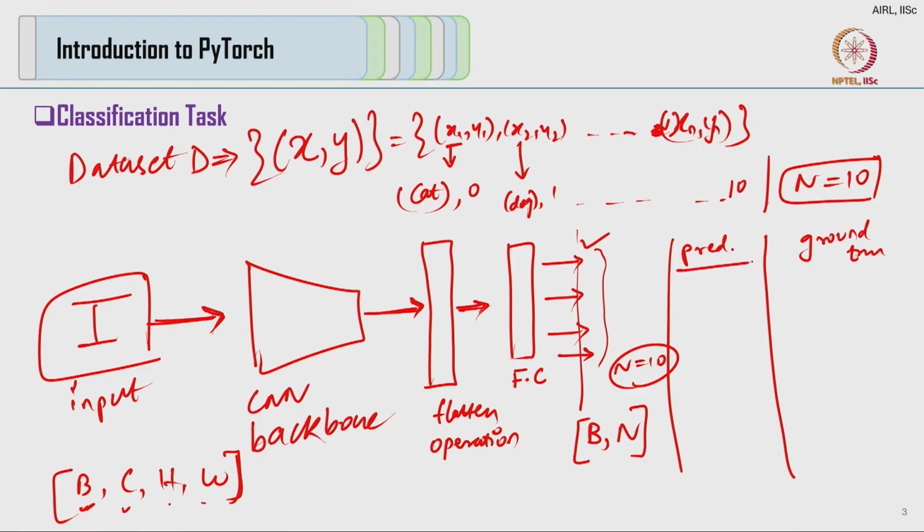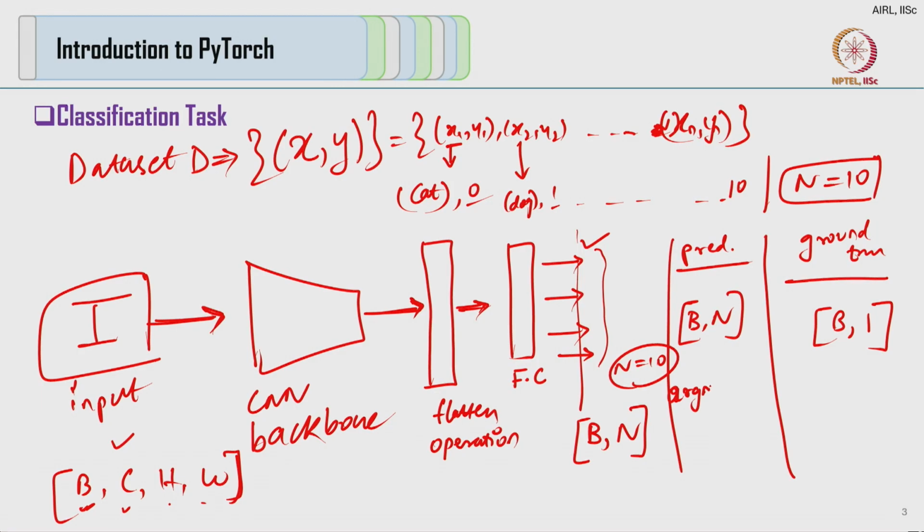Now when we are observing the ground truth, it is essentially just a number, a label which is 0 or 1. So when we are using it to train the model, the dimension of the ground truth would be batch size comma 1. Now when we are looking at predictions, the dimension is batch size comma n, and hence we use an argmax operator across the axis 1.